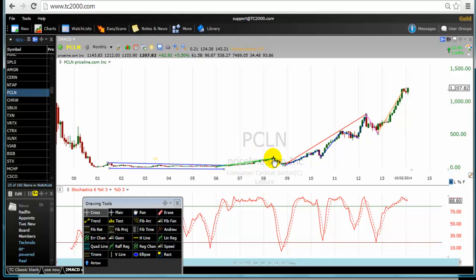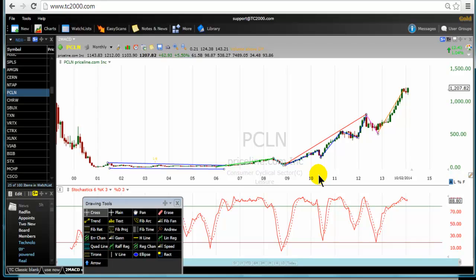So first wave, second wave, and the third wave. Now from here down to this level, that's the fourth Elliott wave. And from here to here, we are still in the fifth Elliott wave because it's not yet completed. All right. So this is about the wave count.